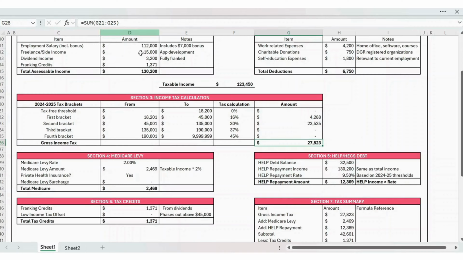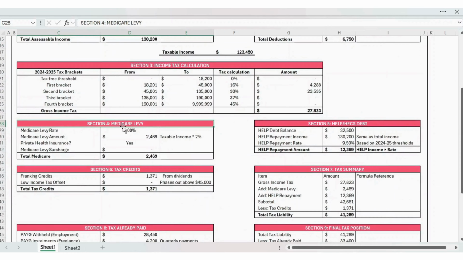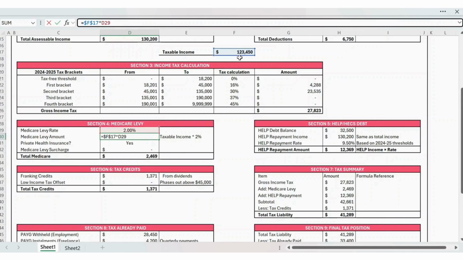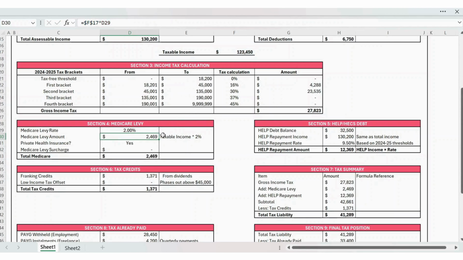Part 5, Section 4, Medicare levy and surcharge. Almost everyone pays the Medicare levy. It's a flat 2% of your taxable income. For Alex, 2% of $123,450 is $2,469. There's also the Medicare levy surcharge, MLS, if you earn over a certain threshold and don't have private hospital cover. The formula checks if Alex answered no to private health insurance. He answered yes, so the surcharge is $0. If he said no, he'd pay 1% of his income over $90,000. Total Medicare is just the sum of the base levy and the surcharge.